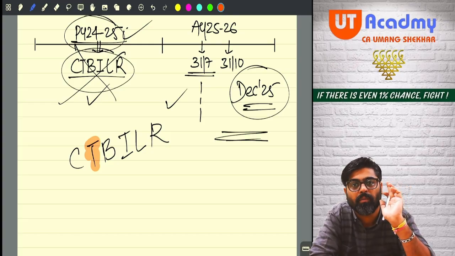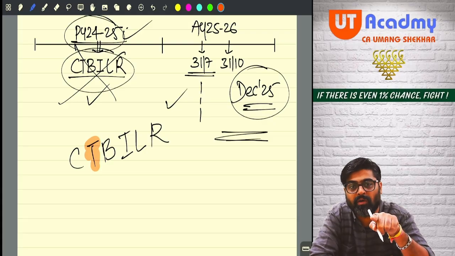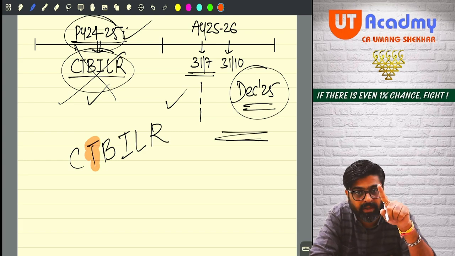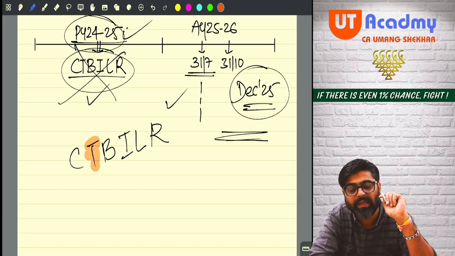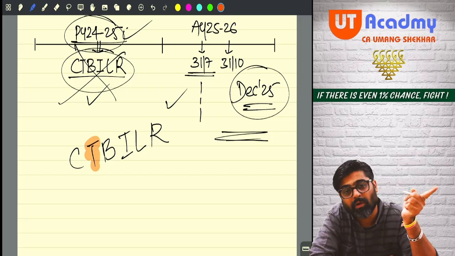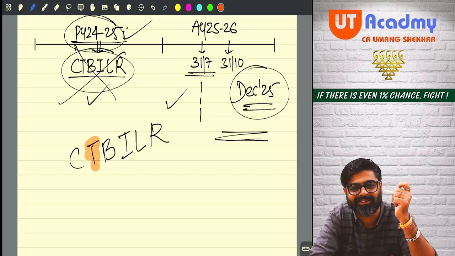Yes or no? But if these taxes are not paid on or before the due date of filing ROI of this year, then these taxes will not be allowed as a deduction out of this year's PGBP income. They will be disallowed as per 43B. They will be allowed as a deduction in the previous year in which they are actually paid. Yes or no? Now come to rates and taxes.